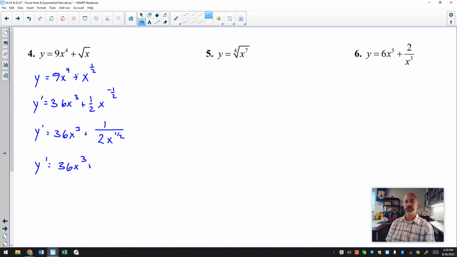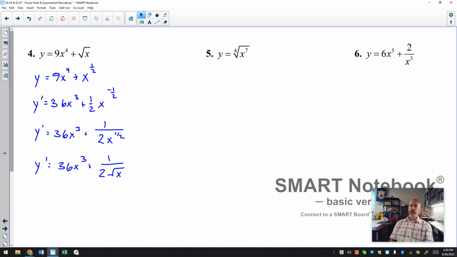That one has already been differentiated and I don't have to adjust it in any way. I can change square root of x, x to the 1/2, back to the square root of x. And that is a simplified derivative for x to the 1/2 power.